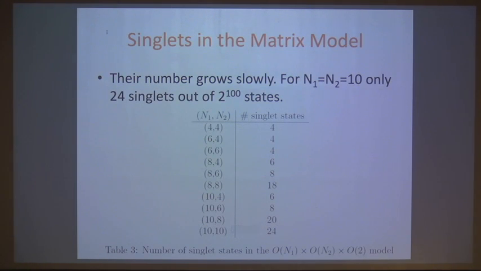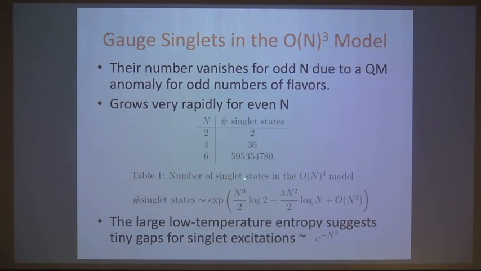It's not going to become conformal. You go to tensor, and suddenly amazing things start to happen. As you go between 4 and 6, the number of gauge singlets jumps from 36 to 595 million, right? So already here, we expect really at large n, the model to be nearly conformal. And the analytic argument suggests that because there is large low temperature entropy of order n cubed, there should be tiny gaps. But it's hard to see directly, okay?